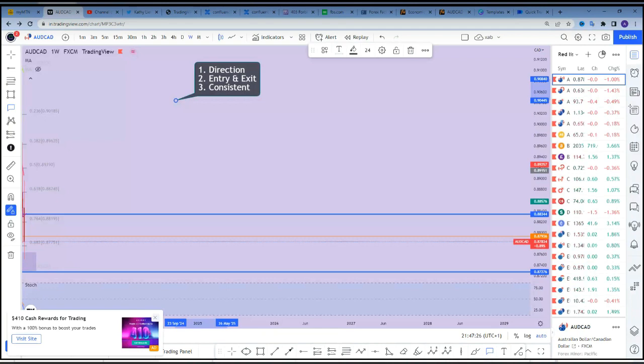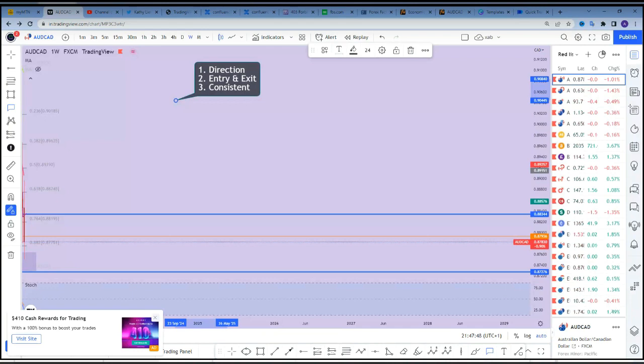That's the first thing. And the second thing, your entry and exit must be important. It must be able to show you clearly, enter from here, and close your trades here. And then the third thing is that it must be consistent. It is important that whatever trading strategy you're going to be using must be consistent.